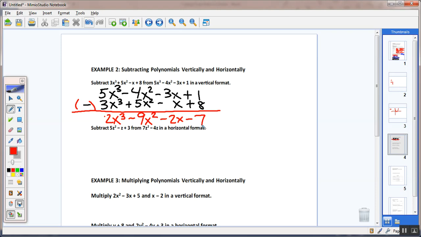There it is. Okay. Now subtracting, sometimes I think the vertical format is good. I'm a horizontal guy. I just like the horizontal format a lot better. This one here, pay attention to what I do. It says subtract this mess from this mess right here. Okay, so what are we starting with really, kids? 7z squared minus 4z.